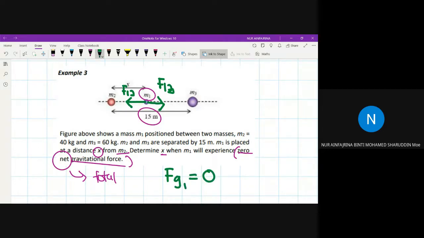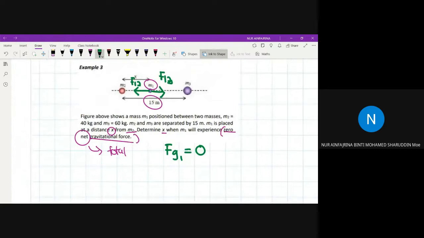Dia sendiri dah cakap. Dia kata, determine x when M1 will experience zero net. Total dia adalah 0. So apa yang kita nak buat sekarang adalah kita ambil sahaja F13. F13 is to the right. So bila dia to the right, dia adalah positive. F12 dia to the left. So bila dia to the left, dia adalah negative. Okay, awak kena faham tau. Look at this direction. F13 is to the right, while F12 is to the left. Sebab itu, F13 is positive dan F12 is negative.